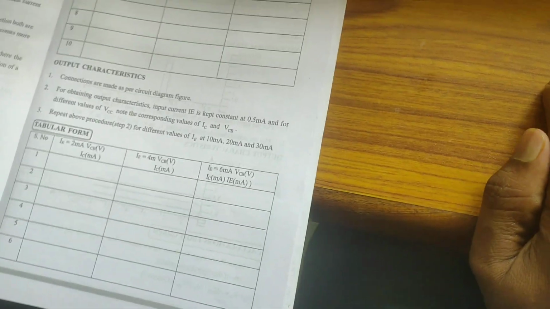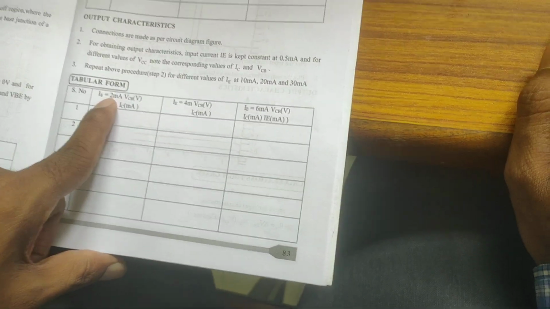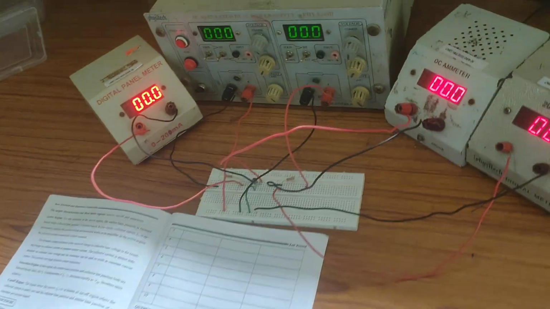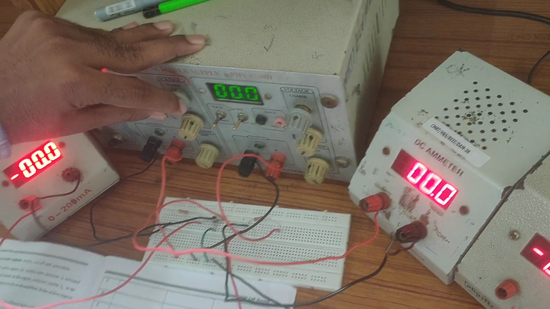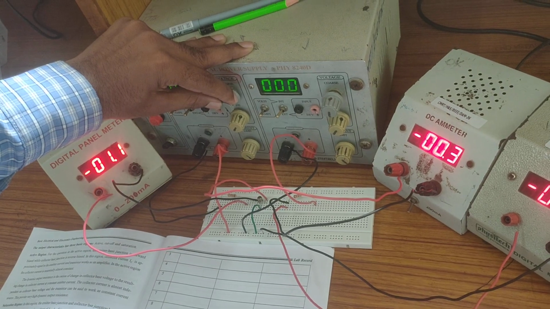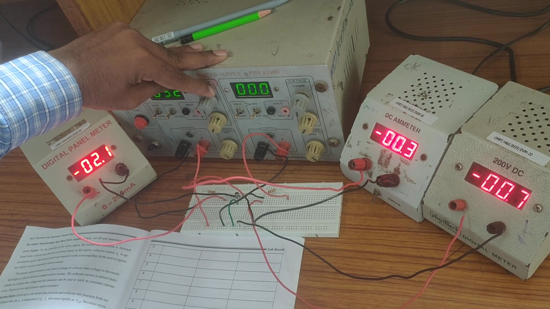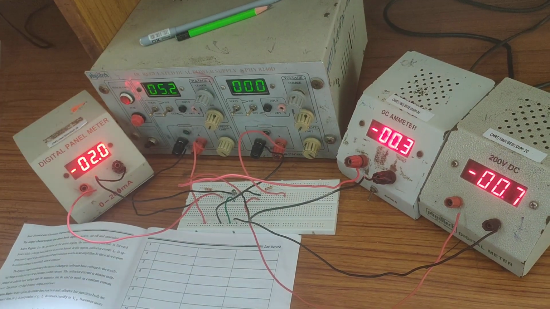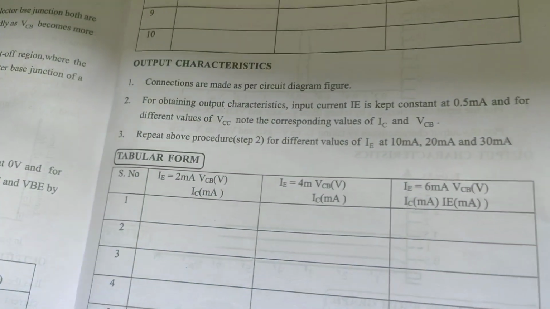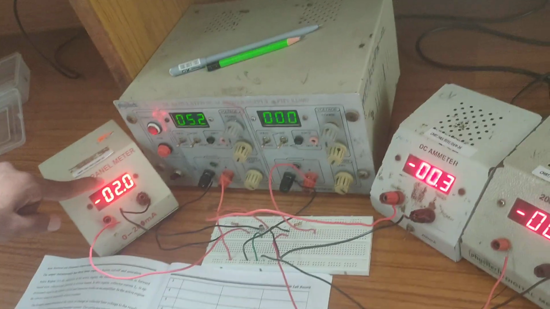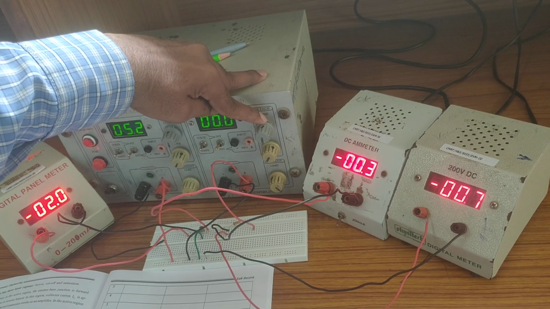Now see here, first of all I need to maintain input current as constant, IE equal to 2 milliamperes. For that purpose I need to vary channel 1 RPS. By varying this channel 1 RPS, IE is set to 2 milliamperes. After that, for different values of VCB, we vary the second channel RPS.